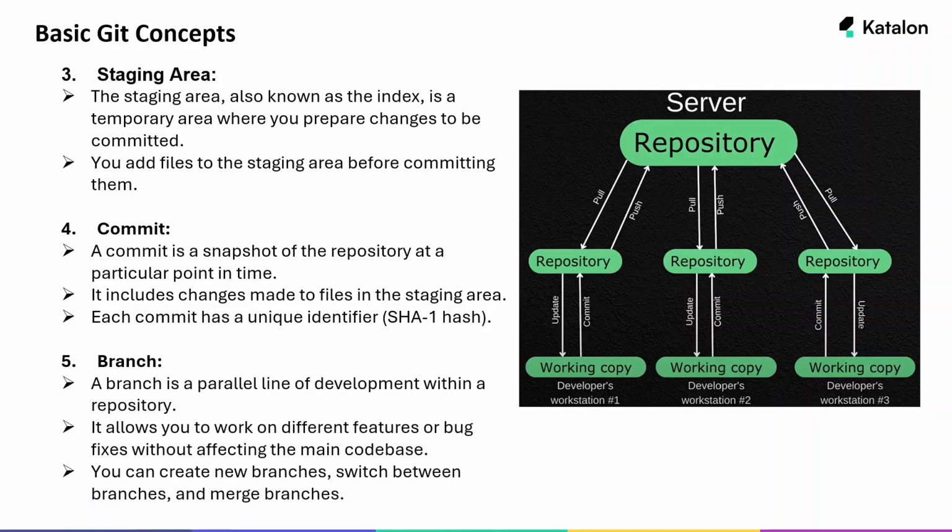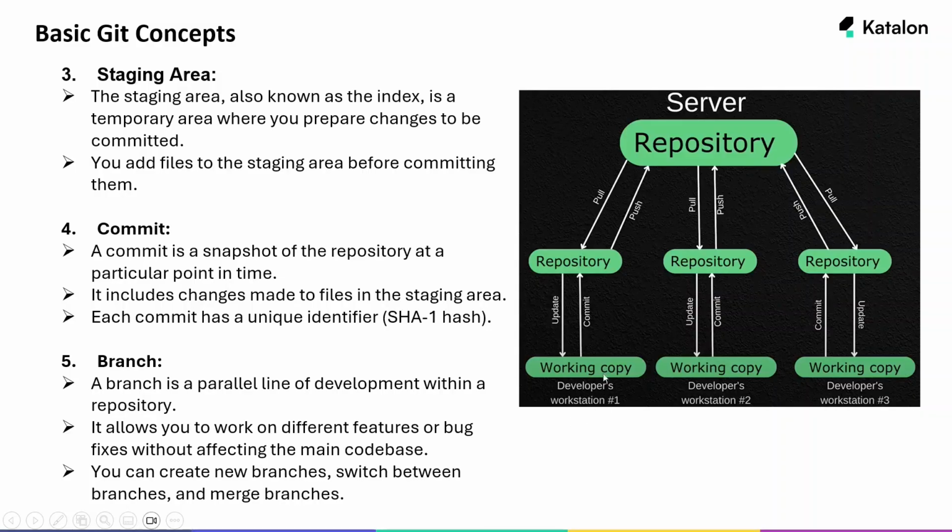And then branch. A branch is a parallel line of development within a repository. It allows you to work on different features or bug fixes without affecting the main code base. You can create new branches, switch between the branches, and merge the branches. If you see the right side diagram, this is your Git repository. But there are some parallel lines of development repositories you can find here.